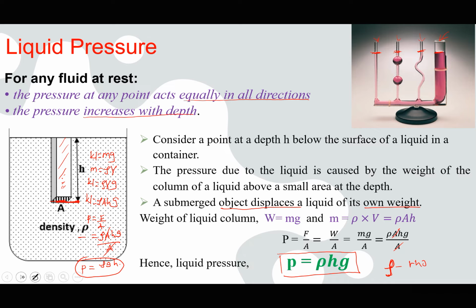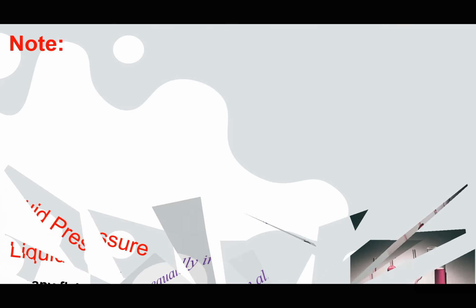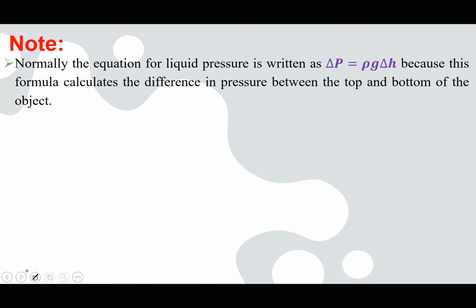Okay, so you should be able to show this because the examiner will ask you to show this and will give that 3 marks. Show that pressure due to a liquid is equal to density times h times g. You should be able to show that because this is AS level. A few things we need to note from what I've just mentioned. Normally the equation for liquid pressure is written as a change in pressure equals rho g change in height, because this formula calculates the difference in the pressure between the top and the bottom of the object.